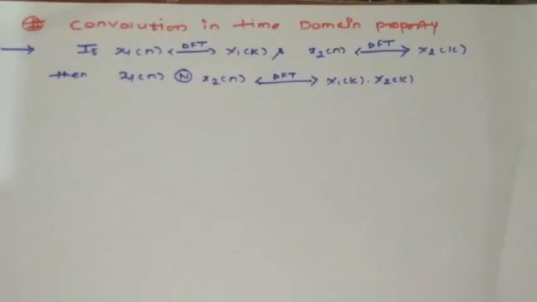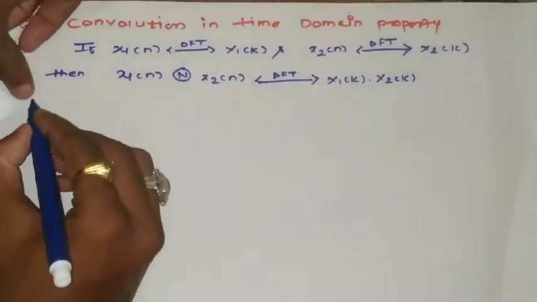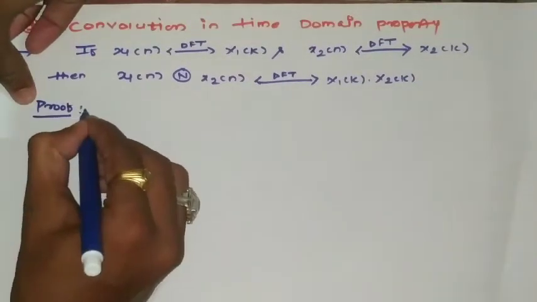Now the concept of convolution will remain the same for the entire transform techniques, only the notations are going to change. Now let us see how to prove this particular property. So for that, we will write it here as usual, proof.